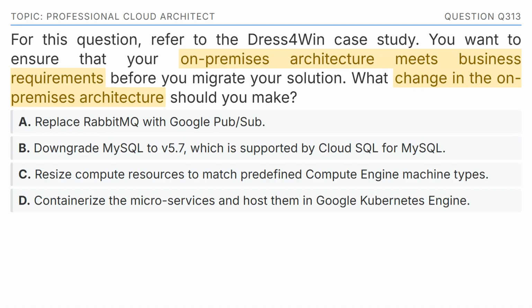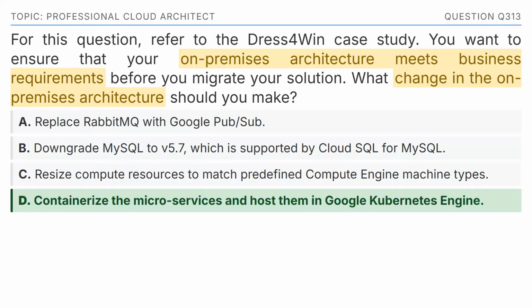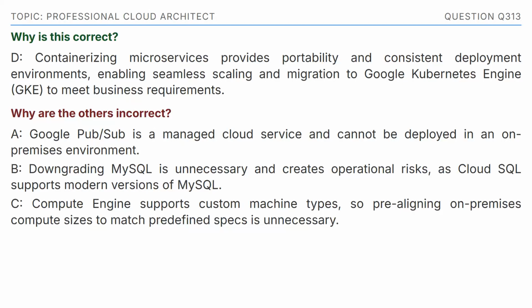To arrive at the correct answer, we focus on the keywords: on-premises architecture meets business requirements, change in the on-premises architecture. The correct answer is option D, containerize the microservices and host them in Google Kubernetes Engine. Why is this correct? D. Containerizing microservices provides portability and consistent deployment environments, enabling seamless scaling and migration to Google Kubernetes Engine (GKE) to meet business requirements. Why are the others incorrect?